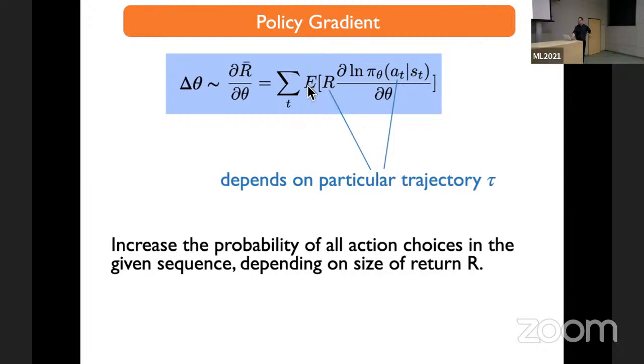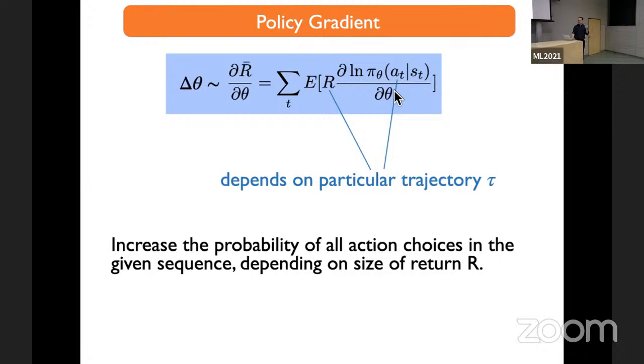And then you take the product of both and take the expectation value over all possible trajectories, or maybe in reality, you just sample a few trajectories as usual. And so in a sense, this is a correlator between two parts. And the effect of this is that you will update your parameters in a way that depends on what the return was. If the return is large, the update in the parameters will be large. And that means that you will preferentially increase the probabilities of those actions that you took in this particular trajectory.